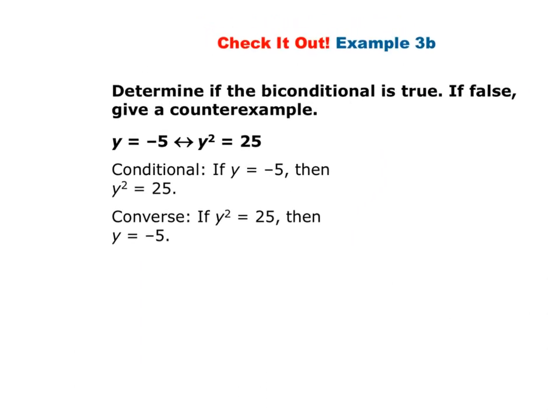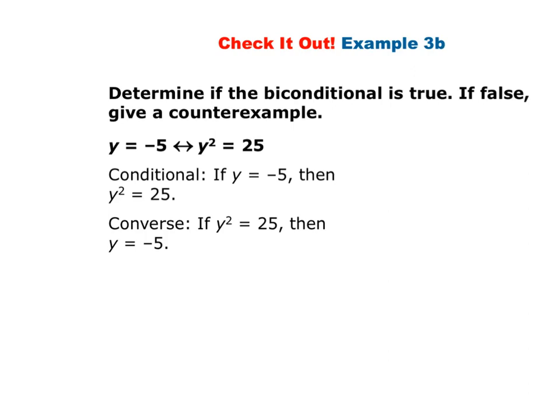Let's determine if the biconditional is true. If false, give a counterexample. y is equal to -5 if and only if y squared is equal to 25. The conditional is if y is equal to -5, then y squared is equal to 25. -5 squared is 25, so that would be true. Now let's look at the converse. If y squared is equal to 25, then y is equal to -5.